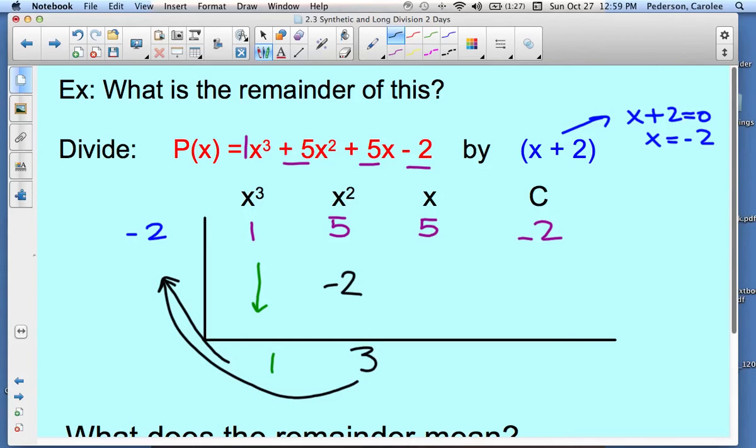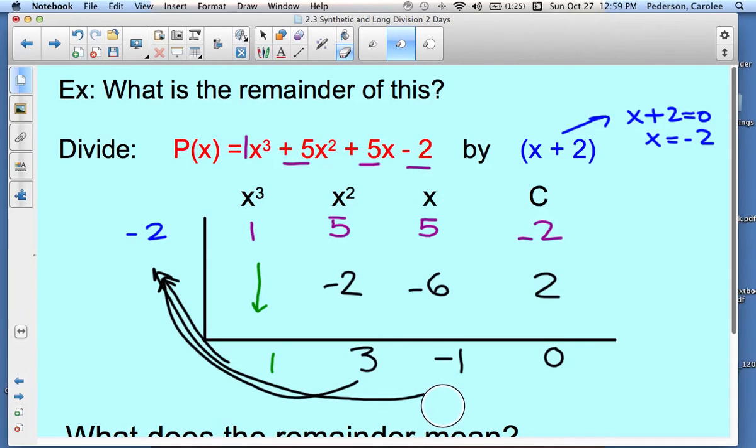Multiply negative 2 times 3 is negative 6. Add the column, 5 plus negative 6 is negative 1. Multiply negative 2 times negative 1 is positive 2. Add the column. Negative 2 plus 2 is 0. We want to have that remainder be 0.